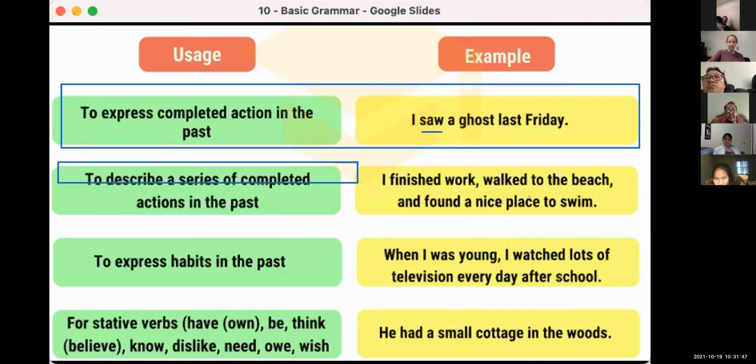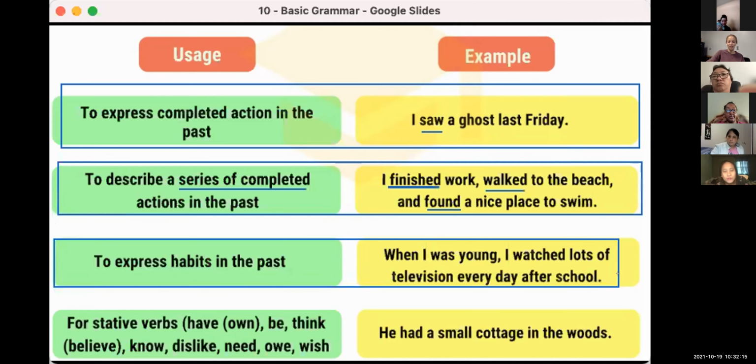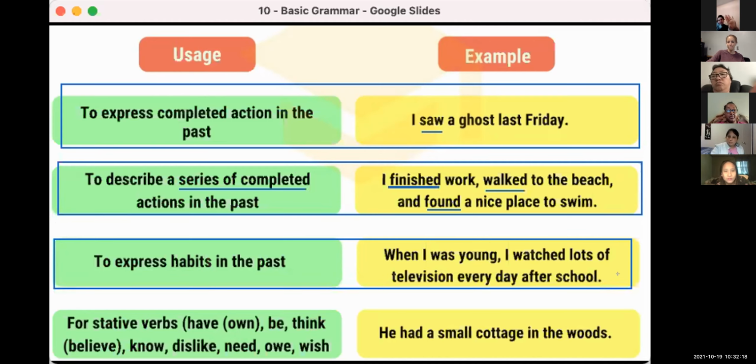All right, another volunteer, please. To describe a series of completed actions in the past: I finished work, walked to the beach, and found a nice place to swim. Very good. This is a series of completed actions: I finished, I walked, I found. Very good. Another volunteer, please. To express, oh, it's okay. You go ahead.